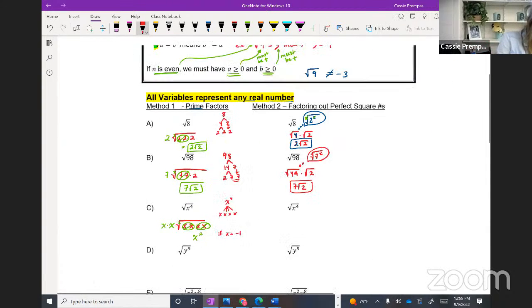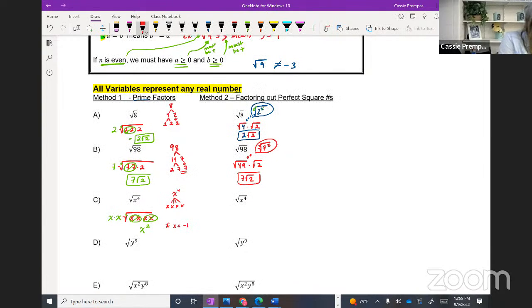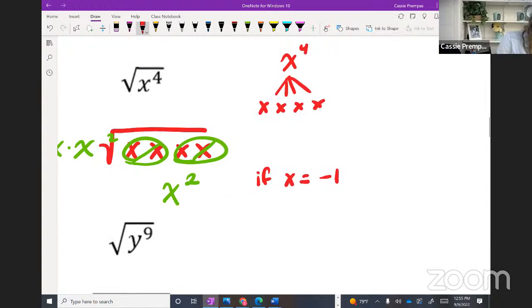Remember, from the definition, the answer can't be negative. It has to be positive. So let's see if this still works. If x was -1, what's -1 squared? 1. It's positive, right? So it fits the bill.